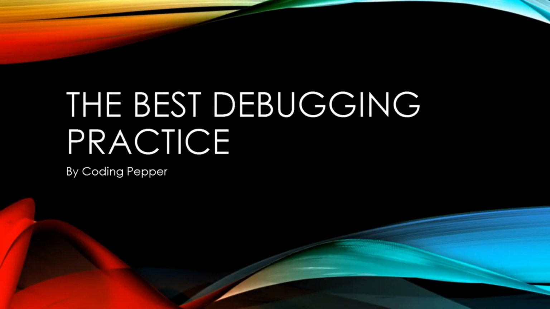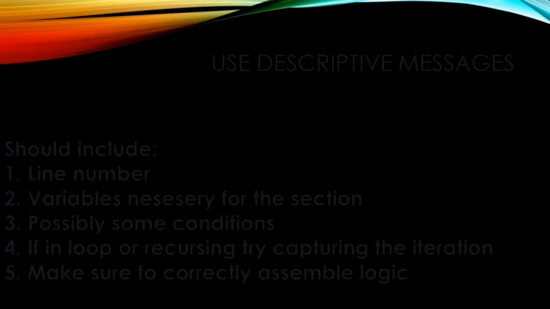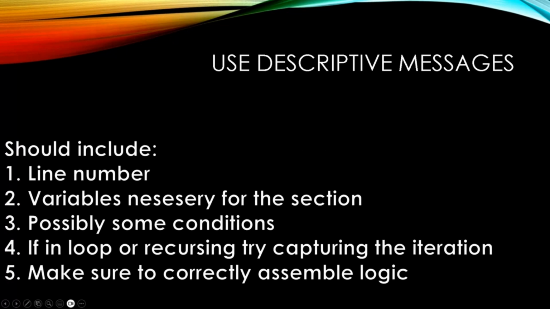These are some best debugging practices I could come up with. Use the print function. When you have a problem, it's likely that the print function is going to solve it. Use descriptive messages. Should include the line number, variables necessary for the section, possibly some conditions if necessary. If in a loop or recursing, try capturing the iteration number and the data that is passed.